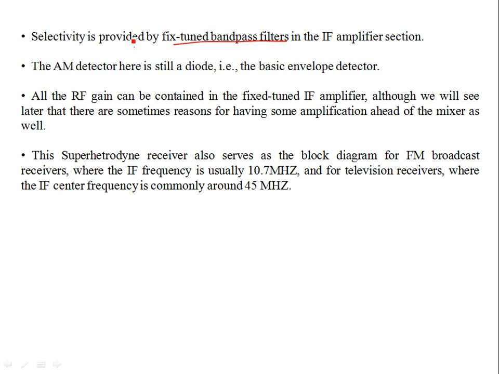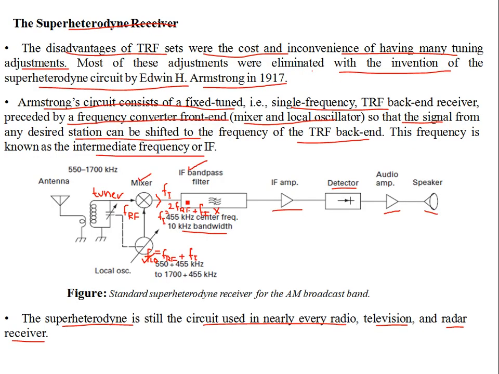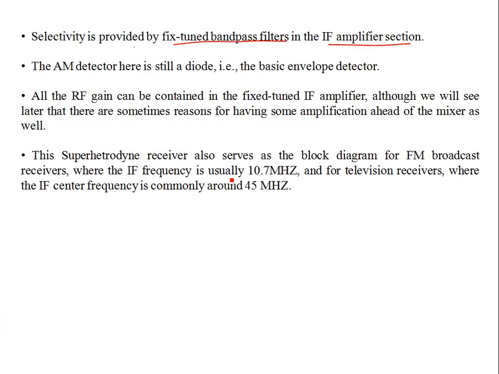So selectivity, one can say, depends on the quality factor of the bandpass filter. Selectivity is how much it is able to reject, the capability of the bandpass filter's response such that it can only let through the desired frequency and reject all the others. Selectivity is provided by the fixed tuned bandpass filter in the IF amplifier section. Okay, so we have this IF bandpass filter that is going to provide the selectivity in the superheterodyne receiver.